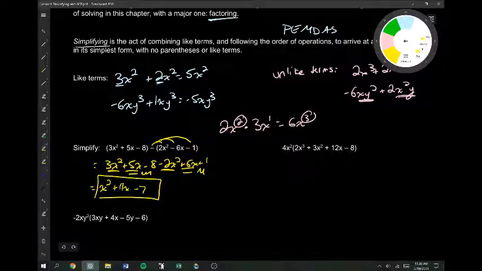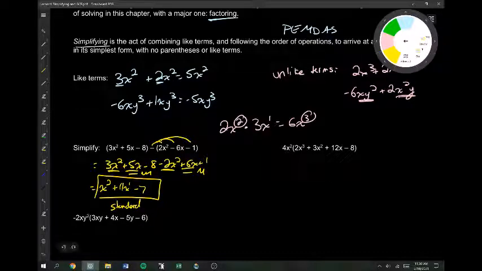This is simplified. It's also written in what's called standard form. Standard form means that the powers are decreasing: x to the second, x to the first, and then no x's. So if you're in standard form, your powers come in a decreasing order. Biggest power first and getting smaller from there.